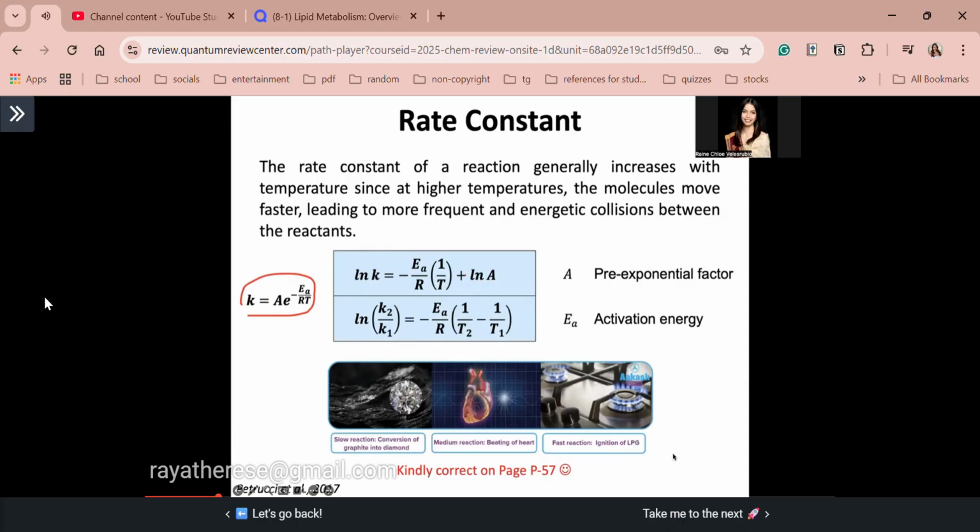So, what are examples of a fast reaction? For example, a fast reaction is the combustion of LPG. And that makes sense, right? Because when you ignite the LPG, of course the temperature is high, it is very hot. That's why that results in a fast reaction. A slow reaction, on the other hand, is the conversion of graphite into diamond.